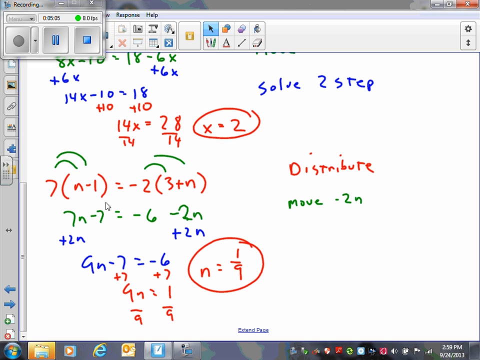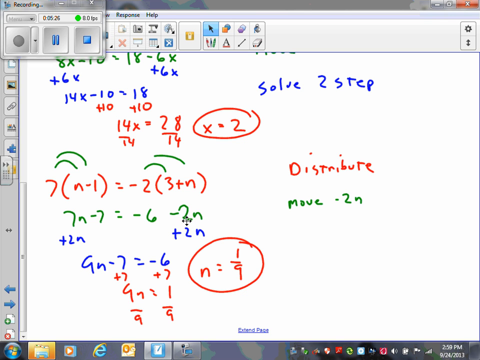Sometimes you got to distribute on both sides. You may have more than one set of parentheses. I have to go 7 times n and 7 times minus 1. I get 7n minus 7. On the right side, I got minus 2 times 3 is minus 6, and minus 2 times 2n is minus 2n.